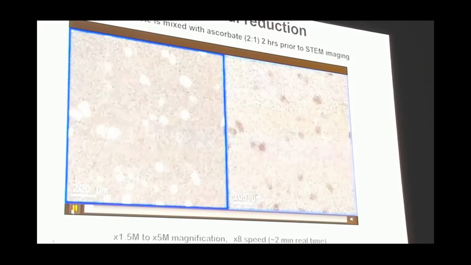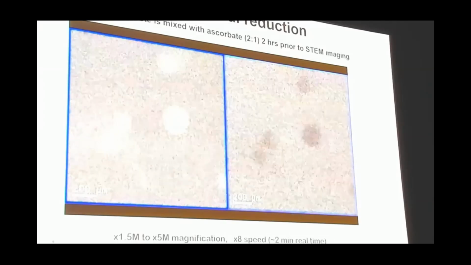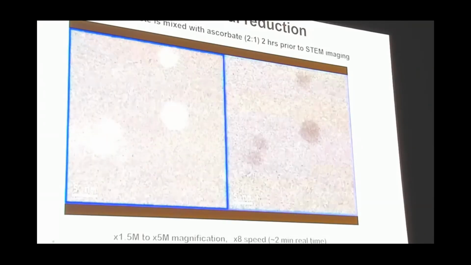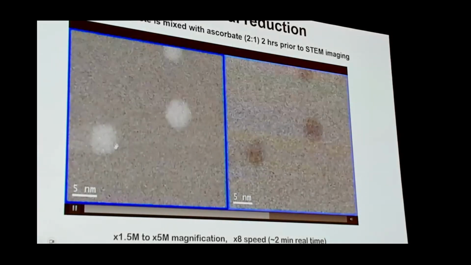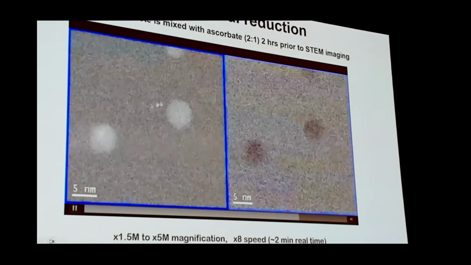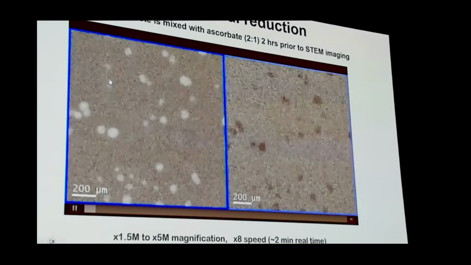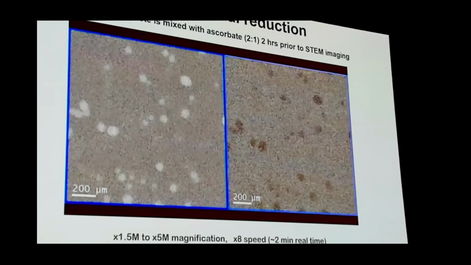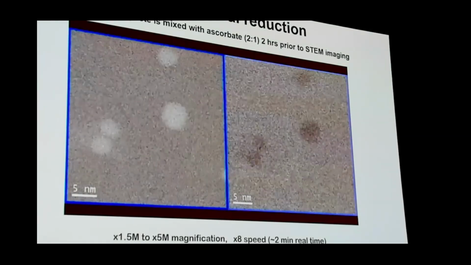This is a dark field and bright field pair, so just 2 detectors imaging the same thing at the same time. You can see these 2.5 nanometer size particles coming together and forming these larger 5 nanometer particles. So this is kind of like the beginning stages of what's happening. The smaller particles are coalescing into larger particles.